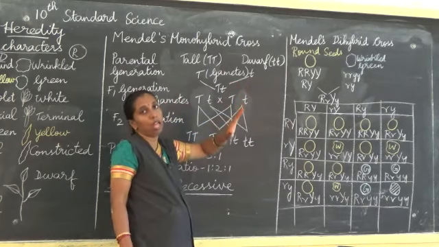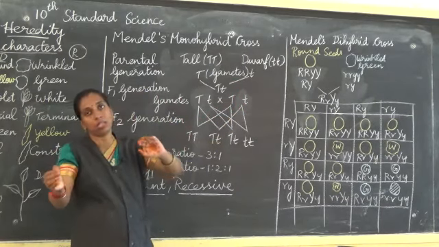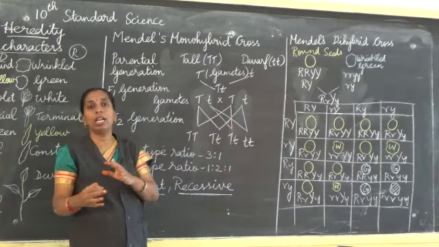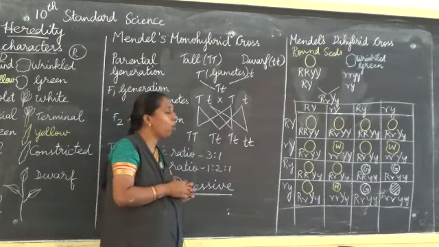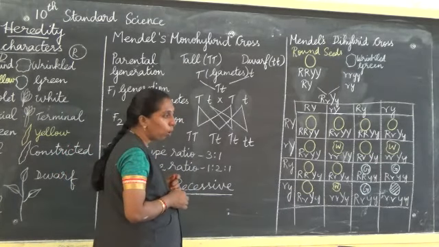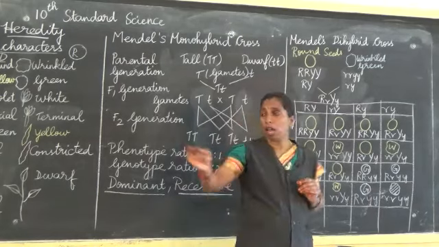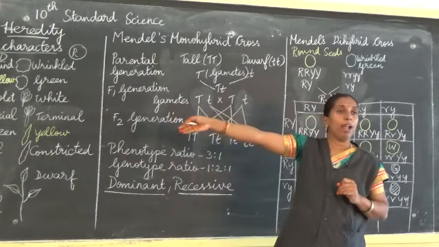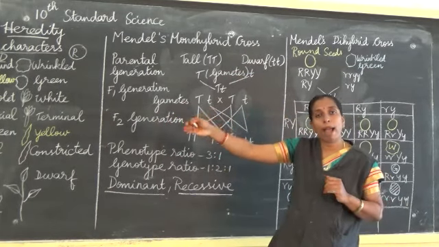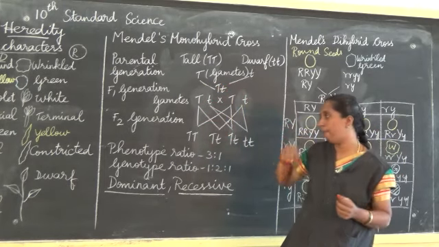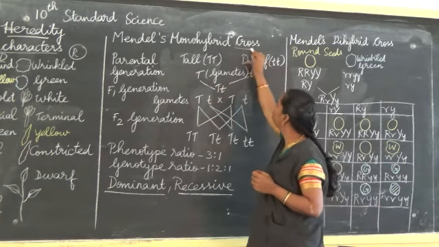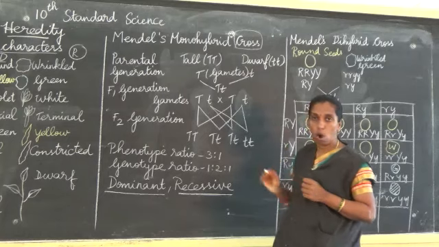First, we will learn how they cross the plants, by what process they cross the plant. Now, suppose there are two plants. Here this pea plant has both the male part and female part in the same flower. How will they make a cross? How will they cross the plant?